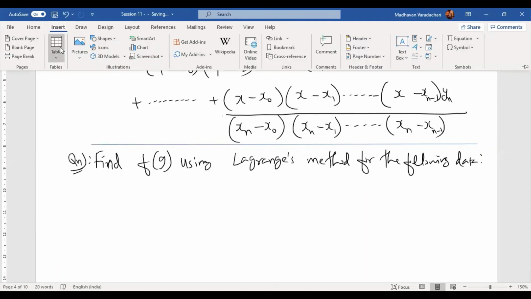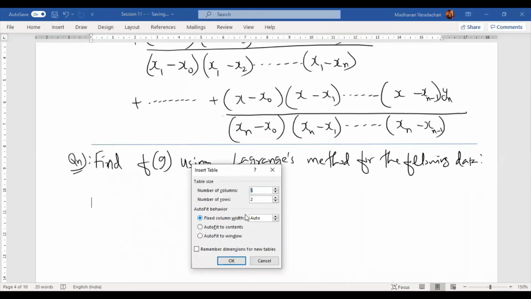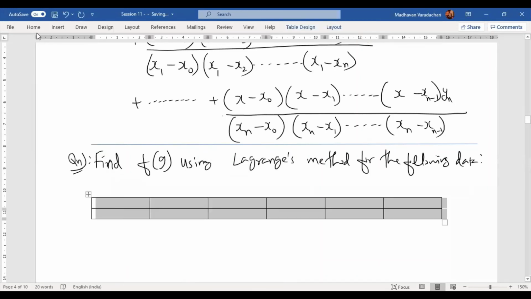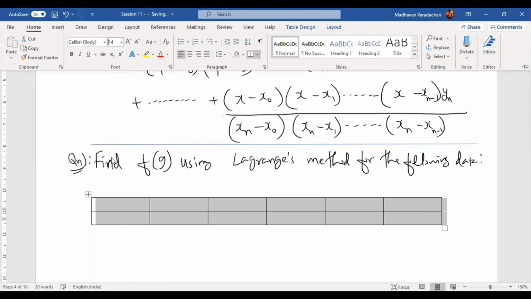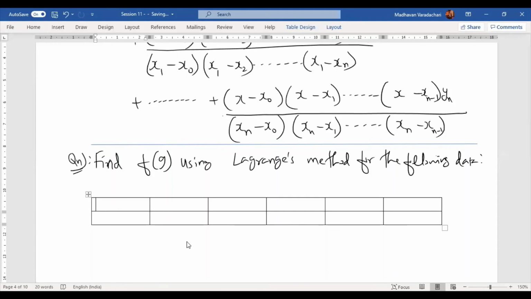Here I will draw the table having 6 columns, 2 rows. Let me write here x. This is f of x: 5, 7, 11. You may notice here itself, gap between 5 and 7 is 2, whereas gap between 7 and 11 is 4. So gap is not the same, means unequal interval. Again 13, 17. f of x values are known to be 150, 392, 1492, 2366, 5202.